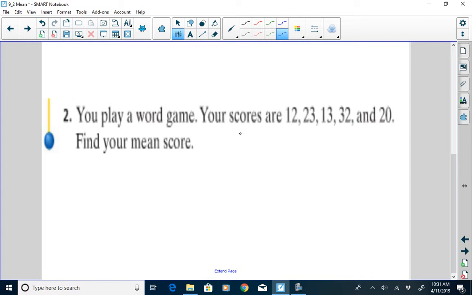You play a word game. Your scores are 12, 23, 13, 32, and 20. We want to find the mean score. So first we find the sum. So we take 12, we add 23, add 13, add 32, and we get a sum of exactly 100. We want to then divide that by 1, 2, 3, 4, 5 scores, and 100 divided by 5 means we'd have a mean score of 20.